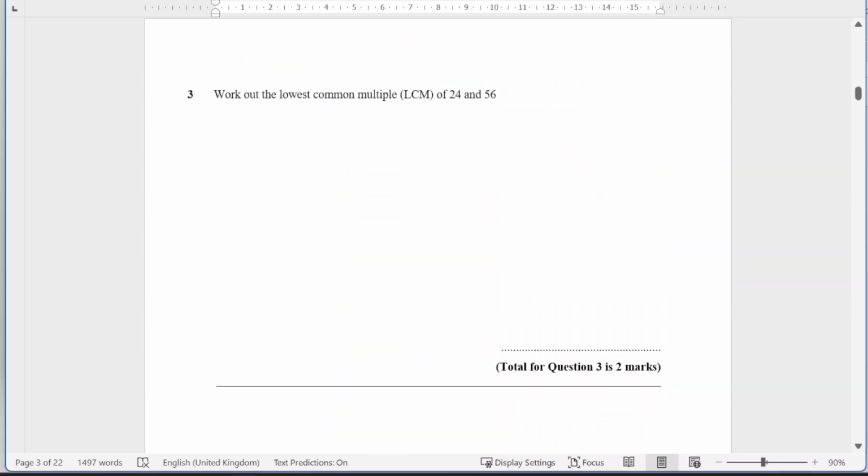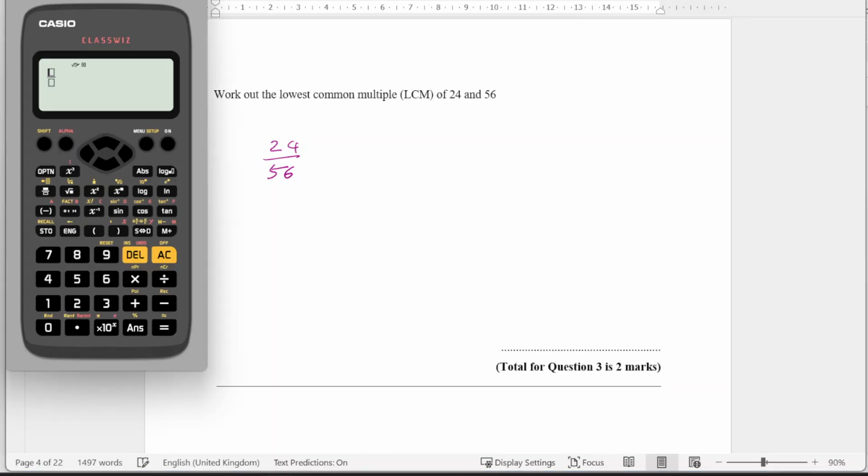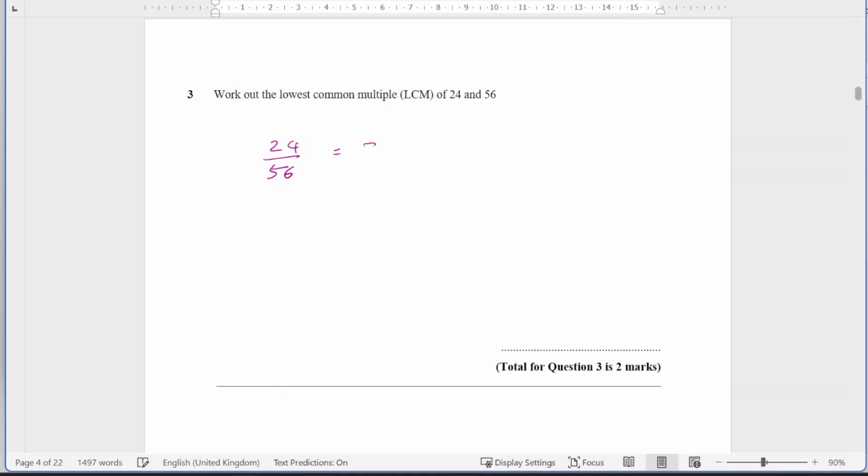Okay, question 3. Work out the lowest common multiple of 24 and 56. Dead simple way to do this on a calculator paper is to simplify the fraction. So if I type it in as 24 over 56, it will automatically cancel down by the highest common factor. So 24 over 56 equals 3 over 7. So it's cancelled down by 8, which means that 8 would be the highest common factor.